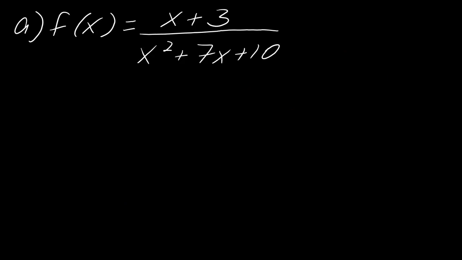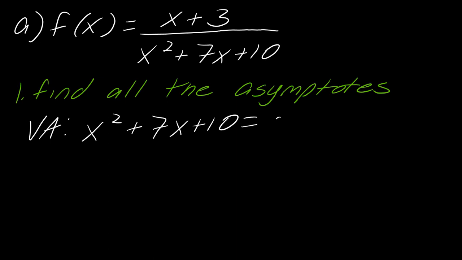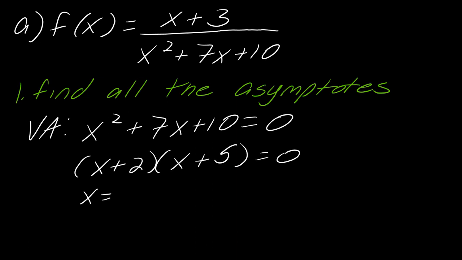So I think it's best if we just jump right into some examples with this. The first thing that you want to do when you're graphing a rational function is to first find all the asymptotes. To find the vertical asymptotes, we just set the denominator equal to 0. And then we just figure out how to solve this. In this case, I can solve by factoring. So this factors into (x + 2)(x + 5). So my asymptotes are x = -2 and x = -5.